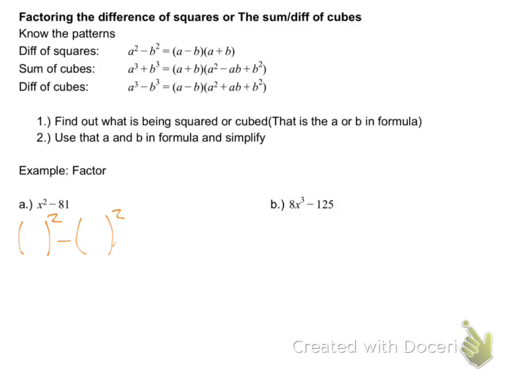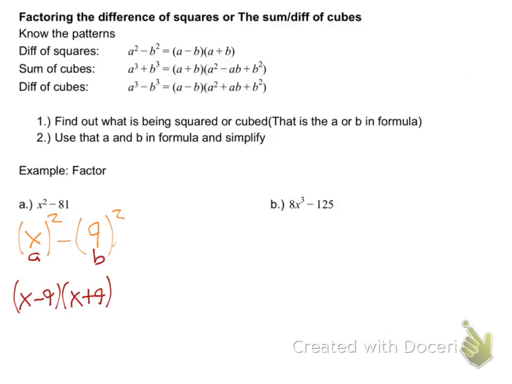So I sit back and I ask myself, what's being squared to get x squared? X. What's being squared to get 81? 9. Guess what? That is A and that is B. Go to the formula. It's A minus B and A plus B. Can it be A plus B and then A minus B? Yes. Yeah, the order doesn't matter. Remember that. So this would be x minus 9 and x plus 9. Done.